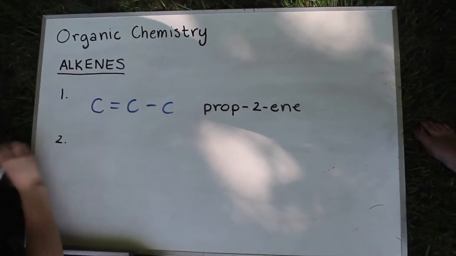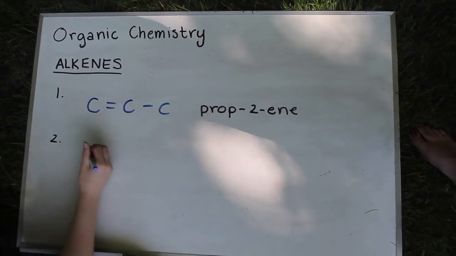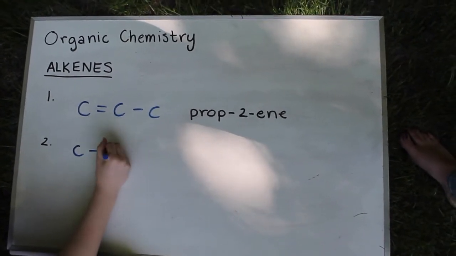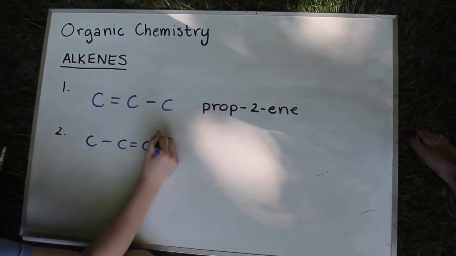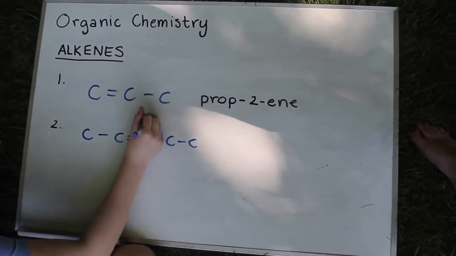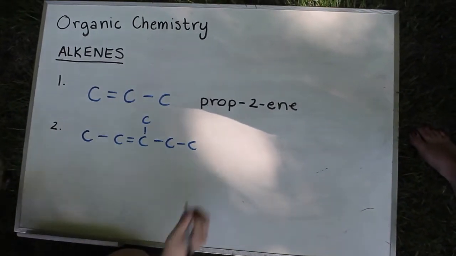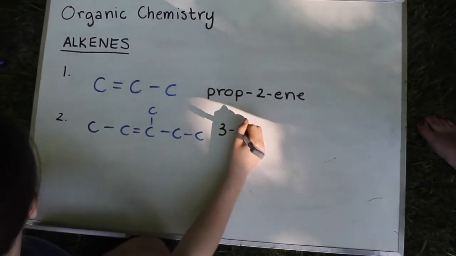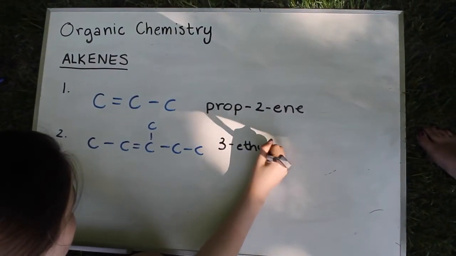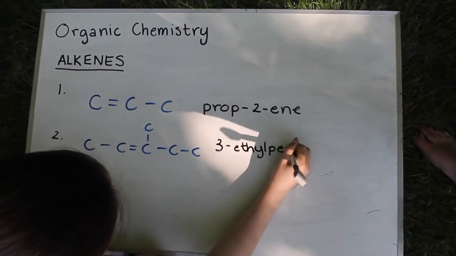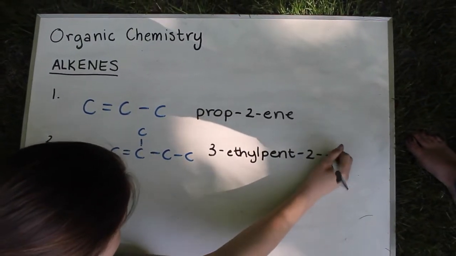Now, let's look at an example with a substituent attached. Lowest numbering must always be given to the double bond. Here, we have a longest chain of 5 carbon bonds with a double bond on the second carbon, and an ethyl group attached to the third carbon. Take a moment to think. Did you get it? The answer is 3-ethylpent-2-ene.